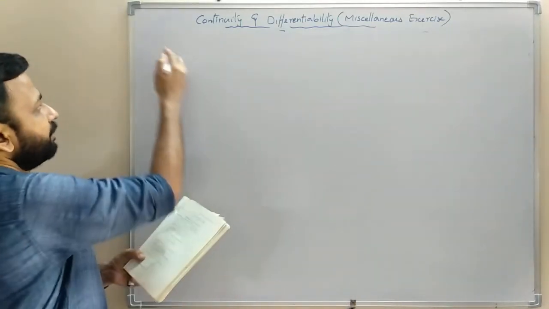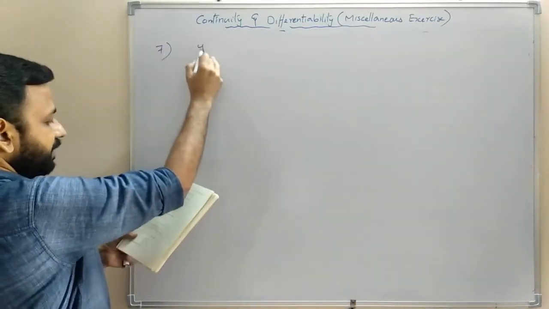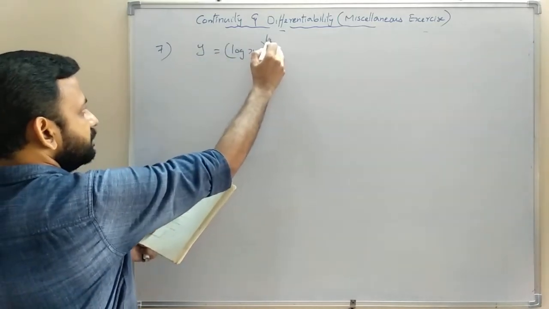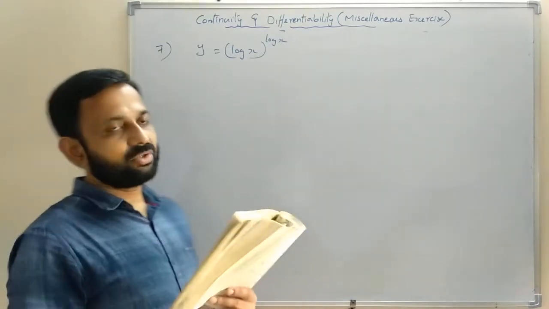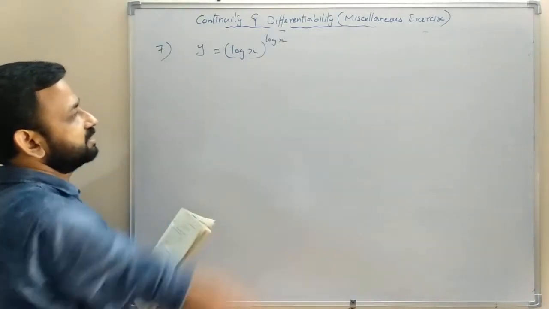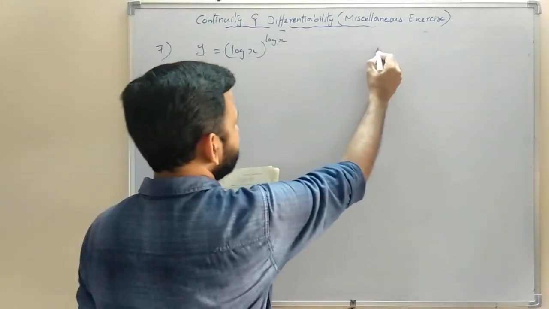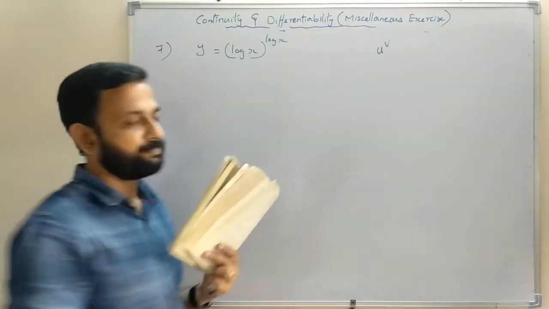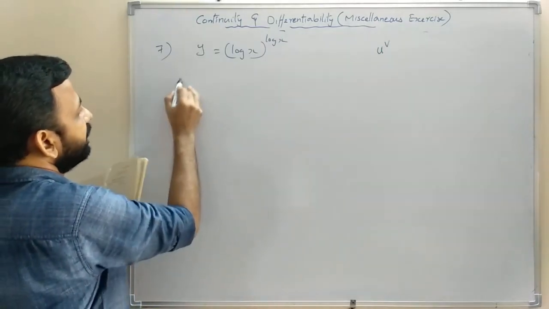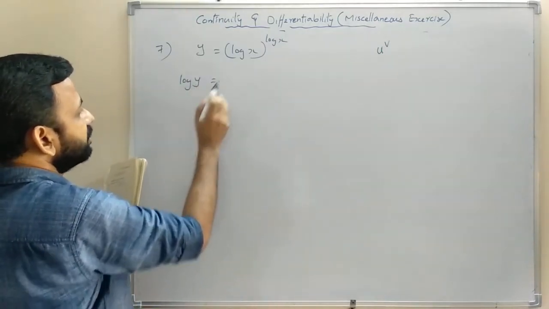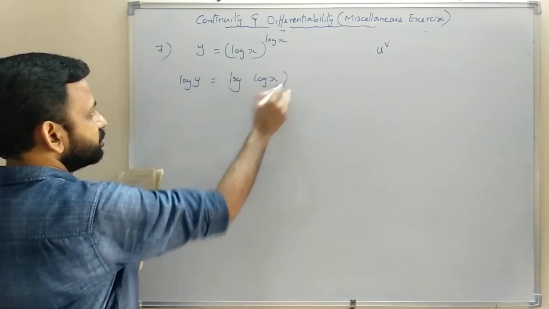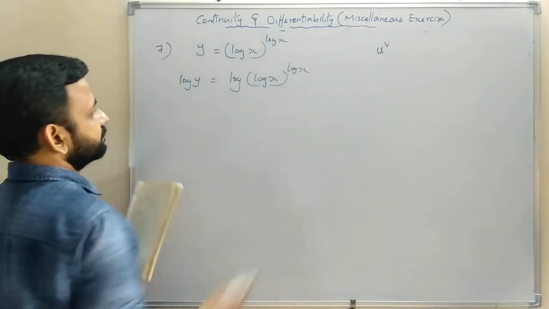The 7th question you can do by yourself. y is equal to log x raised to the power log x. So here base and exponent both are functions in x, so that is in the form of u raised to v. So we will differentiate in a logarithmic way. So log y is equal to the logarithm of RHS, log of log x raised to the power log x.